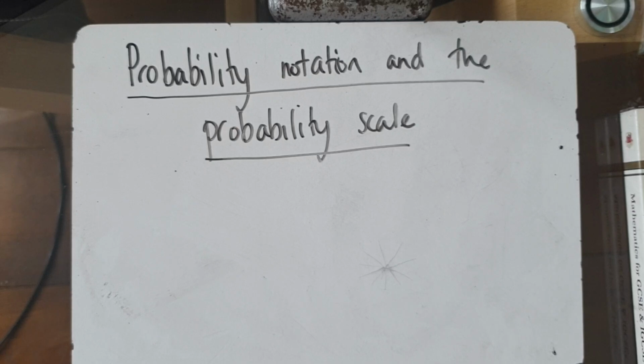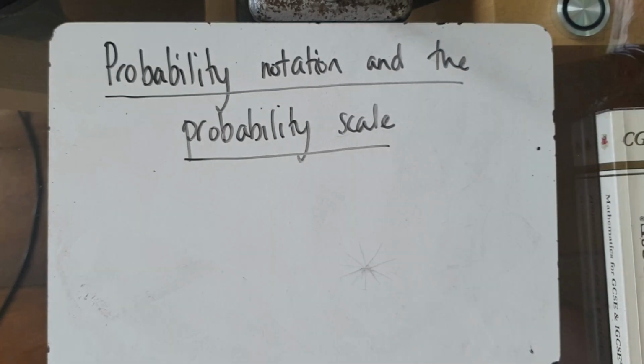You might have seen some of this at primary school already. So when I start talking about a particular thing, why don't you pause the video and see if you know what I'm about to describe or how I'm about to define something, and then you can unpause and see what the answer actually is. But the first thing you want to do is write down the title, which is probability notation and the probability scale.